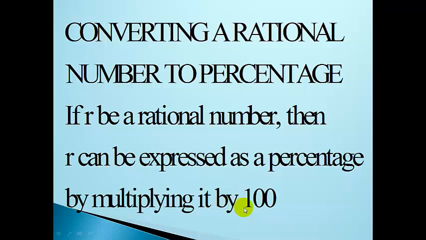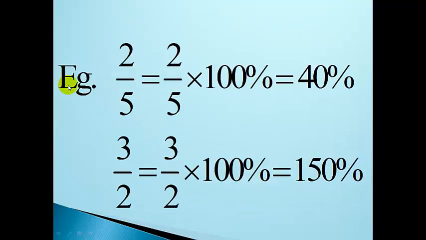Now let's proceed. Example, given the rational number 2 over 5. If you want to express 2 over 5 as a percentage, you multiply the rational number 2 over 5 by 100. Now, how do we simplify 2 over 5 times 100%? 5 goes into 100 20 times, and 20 times 2 is equal to 40%. This means that 2 divided by 5 in percentage is equal to 40%.